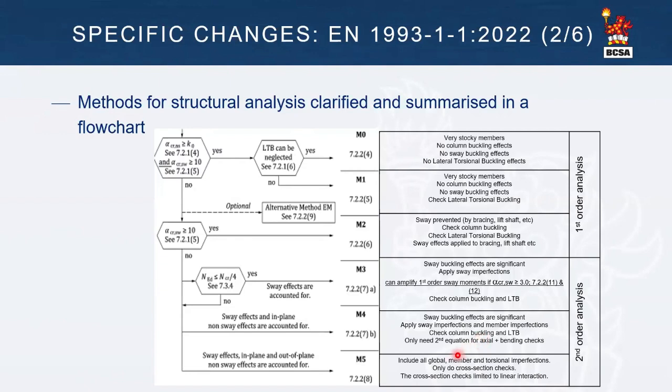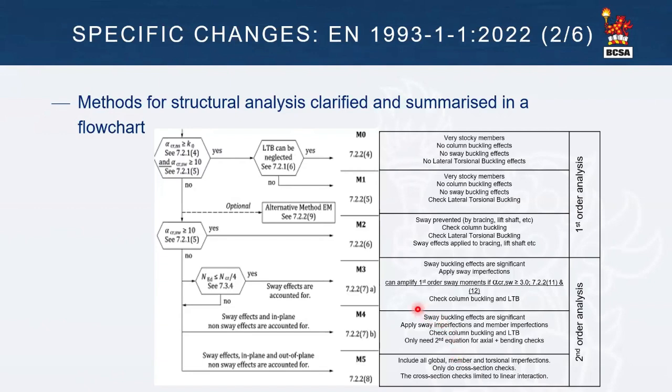Lastly, M5 requires you to consider all the imperfections defined in the code. You'll only do cross-section checks, and these are limited to linear interaction, considering axial force and bending in both directions. You shouldn't expect method M5 to be very common in practice.